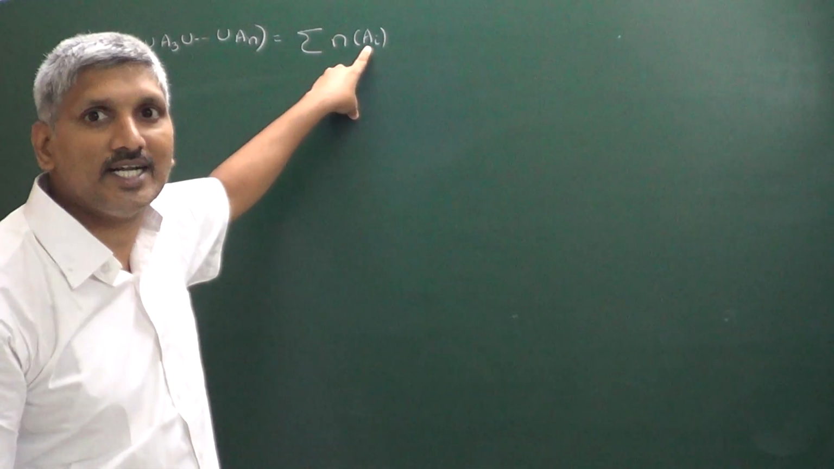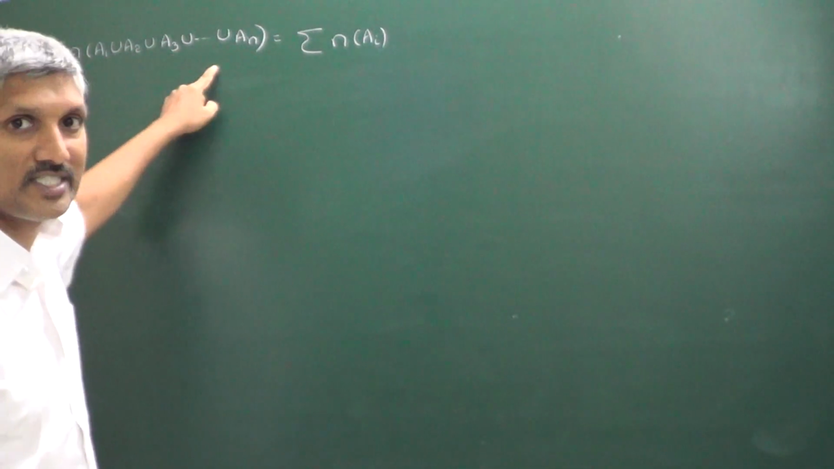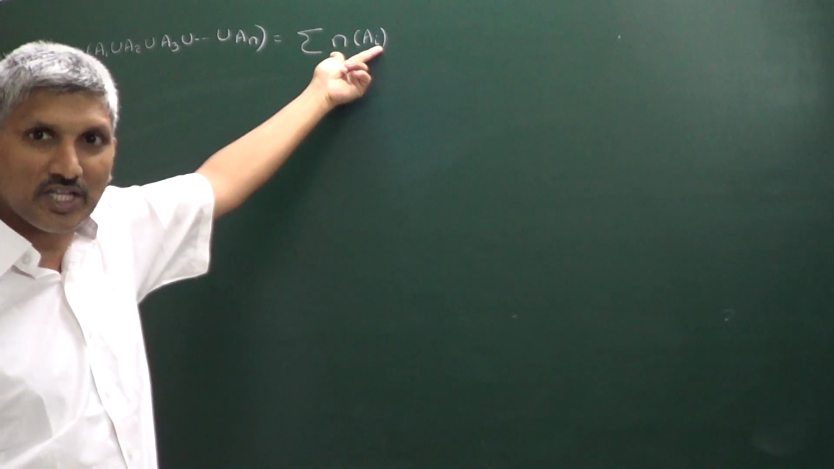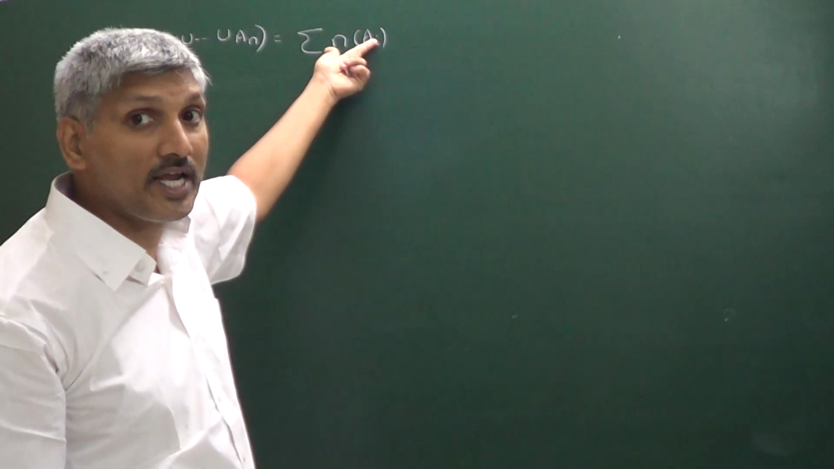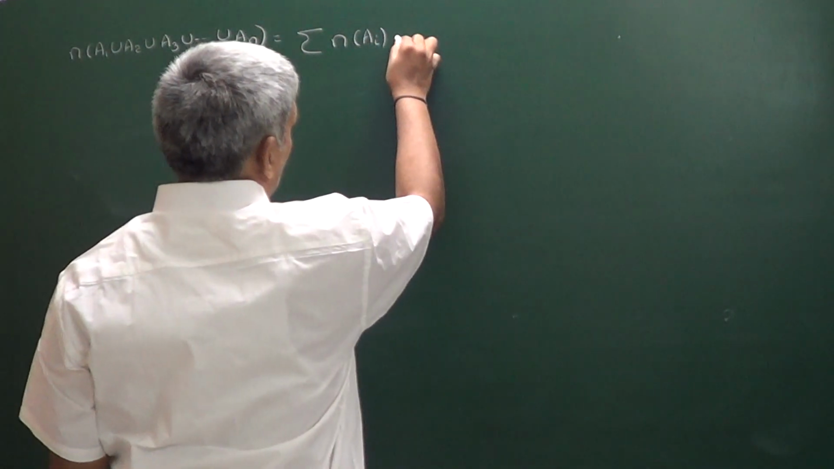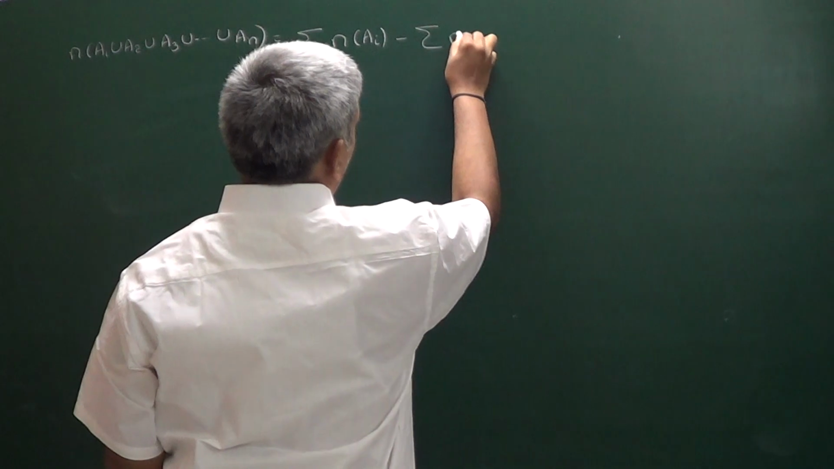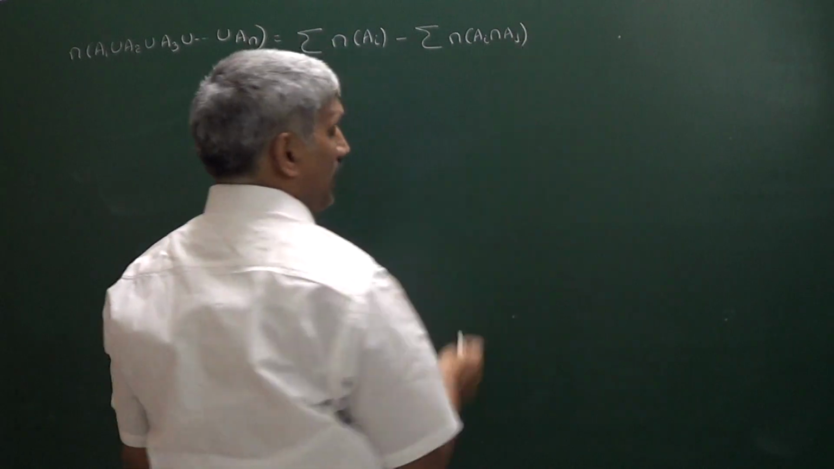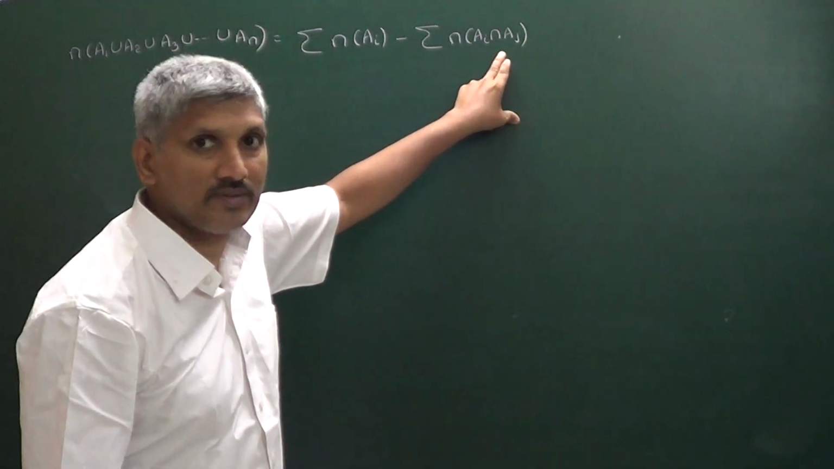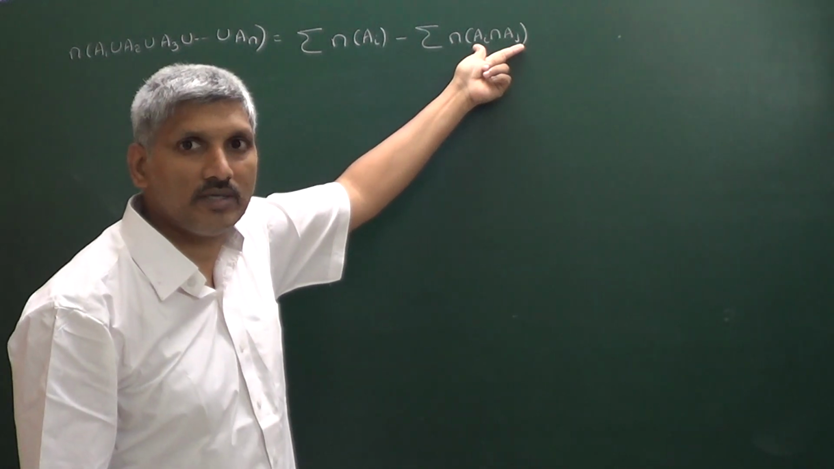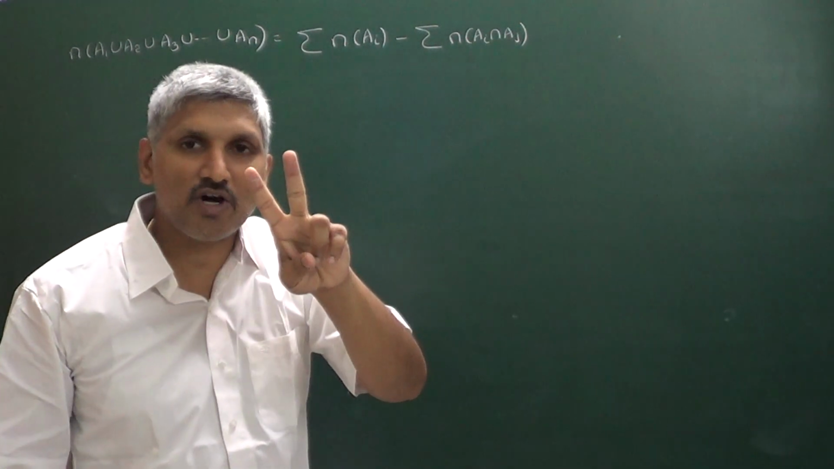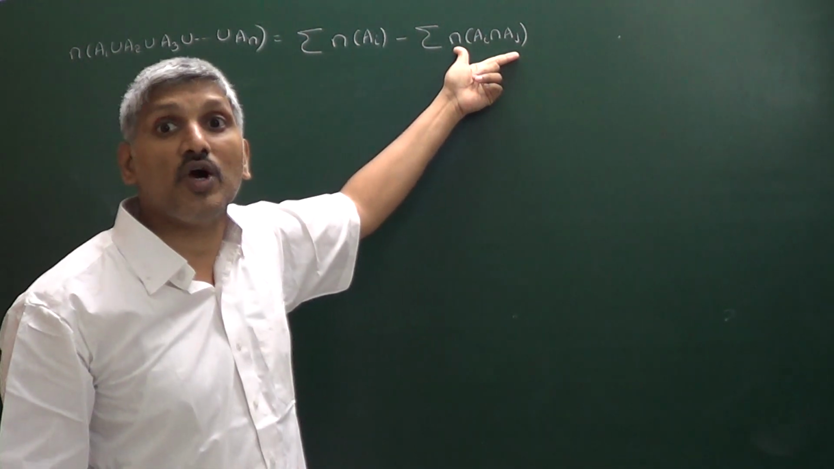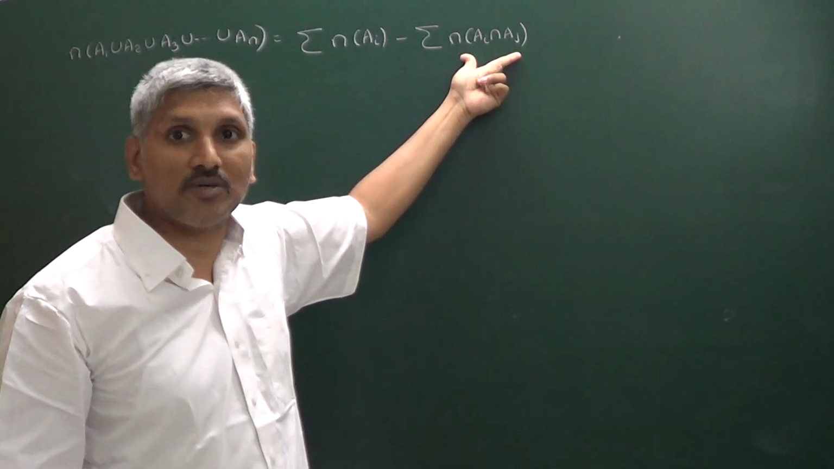How many single sets do you get? From n different sets we select one at a time, so you get nC1 terms in this summation. Next we have to exclude the summation of the number of elements in ai intersection aj. How many sets of this type do you get? From n we select 2 at a time, so this summation has nC2 terms.